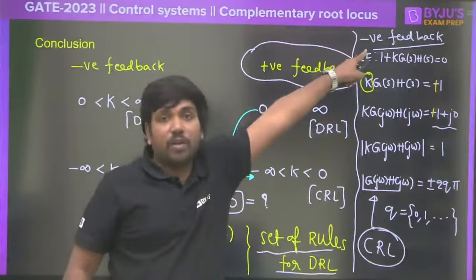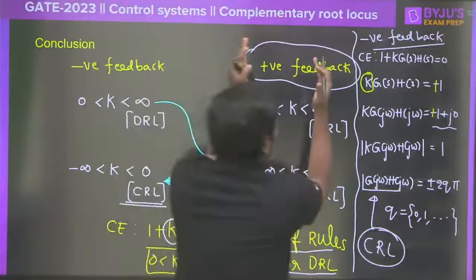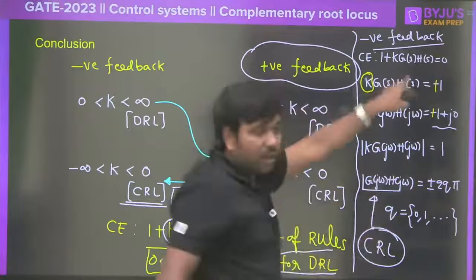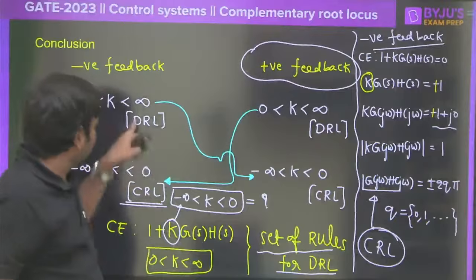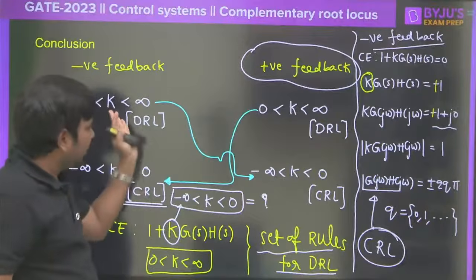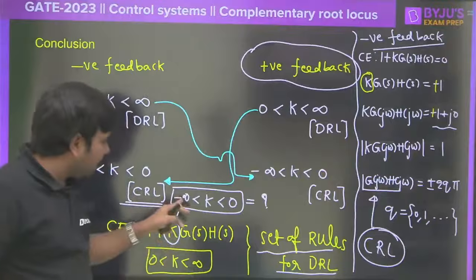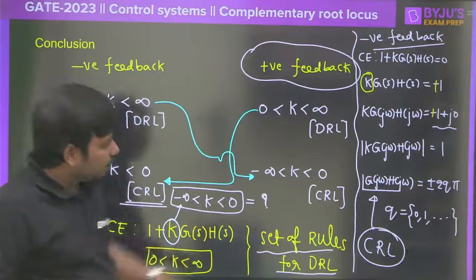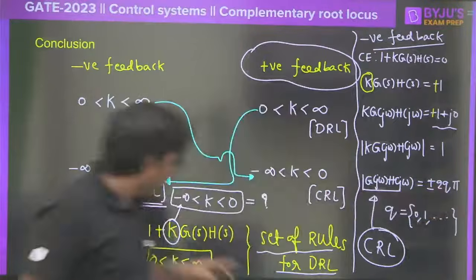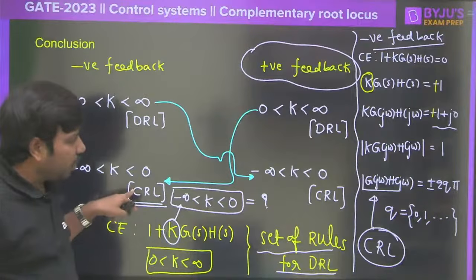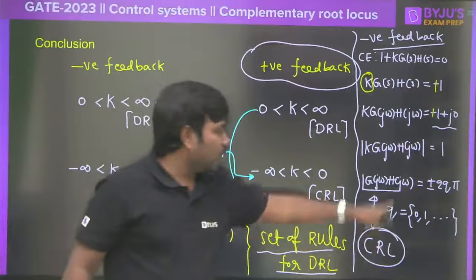Still I am explaining only in negative feedback. I am not the least bothered about the positive feedback here, because in negative feedback, if I know both the direct root locus as well as the complementary root locus, automatically this side I can understand, right? So for k minus infinity to 0, your phase condition is coming like this. As you already know, k minus infinity to 0 is called the complementary root locus. This means for complementary root locus, the phase is this.